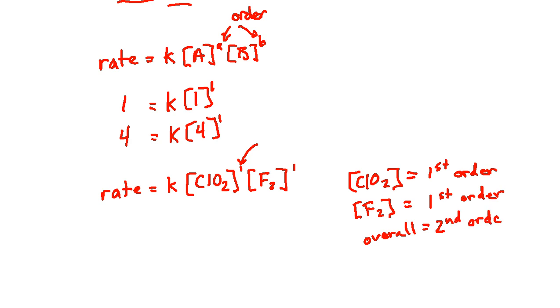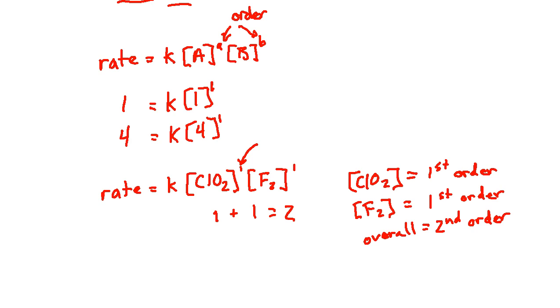And that comes simply from adding up all of the orders. So if I had first order plus first order, then that means the reaction is going to be second order overall. It's first order with respect to chlorine dioxide, it is first order with respect to fluorine, and then overall it is considered second order when I sum those together. So that is how you determine order when you're looking at the math.